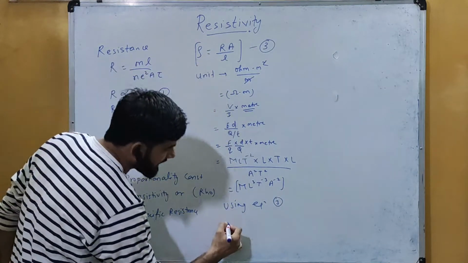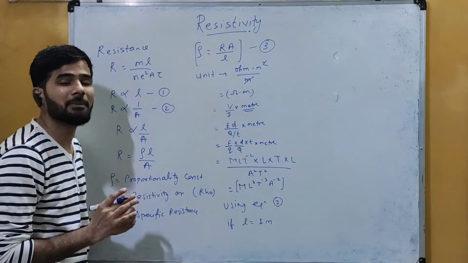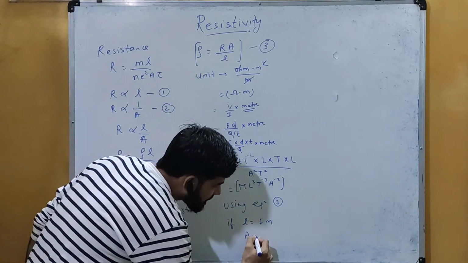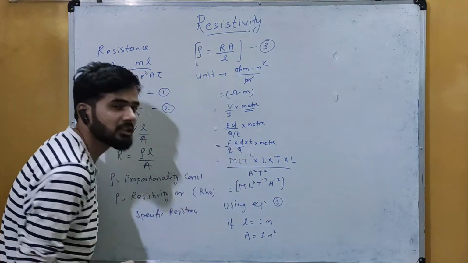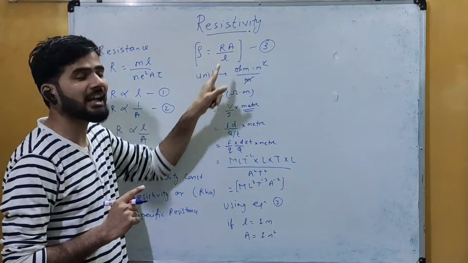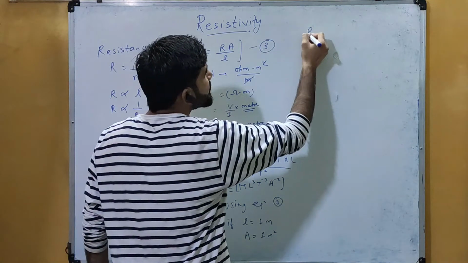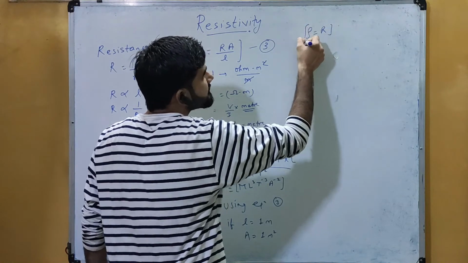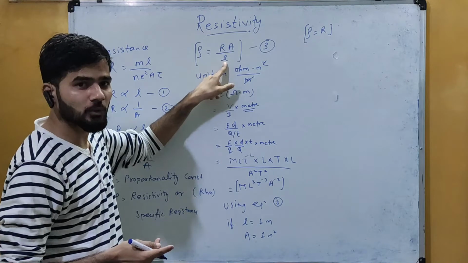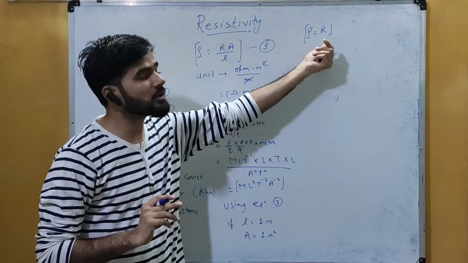In equation 3, if I keep length equal to 1 meter, so if we have a conductor whose length is 1 meter, and the area of cross section equal to 1 meter square, in that case I can write ρ = R, because L will be equal to 1 and A will be equal to 1. Now here ρ = R.